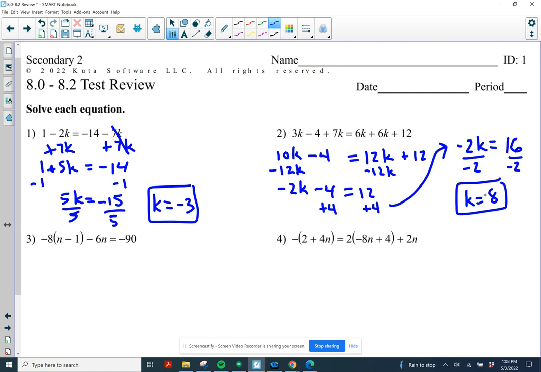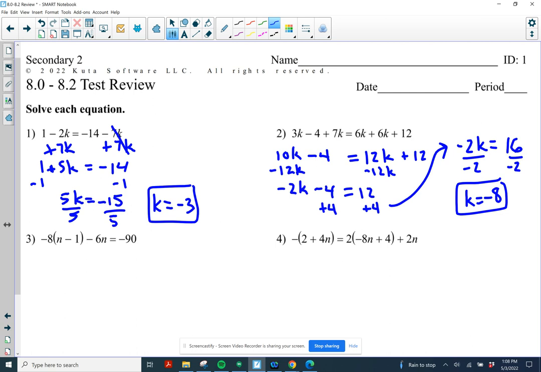Oops, that's not 8, that's negative 8. Let's change that. Positive divided by negative is a negative 8. The negative sign is huge. Let's make sure we get that negative on that 8. 16 divided by negative 2, negative 8.